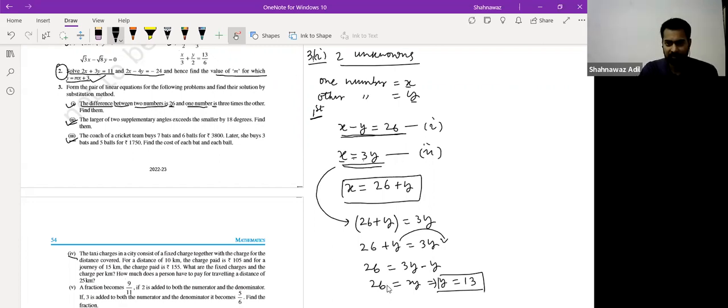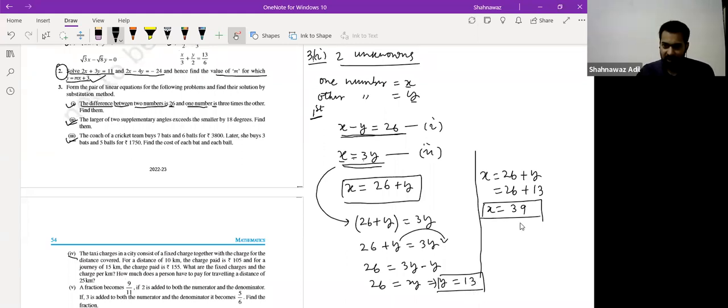Right. And what will be x? x will be 3 times 13, which is 39. Right. So these are the two numbers. One is 3 times the other, so 13 into 3 is 39, right? So this is 3 times this number. So this was a simple question, right? Yes, sir. Very simple.